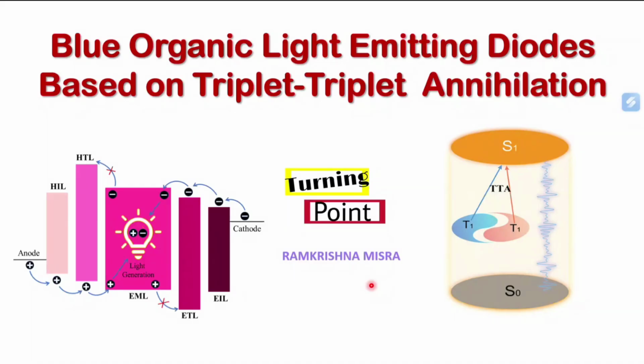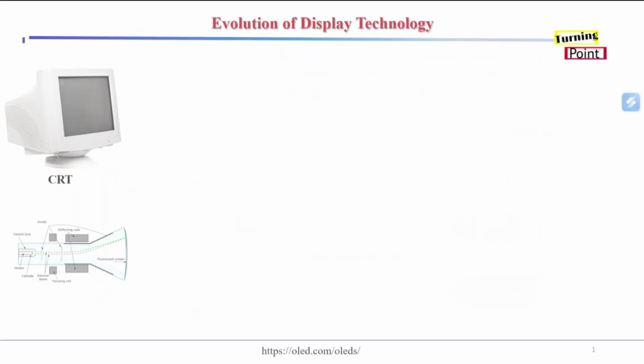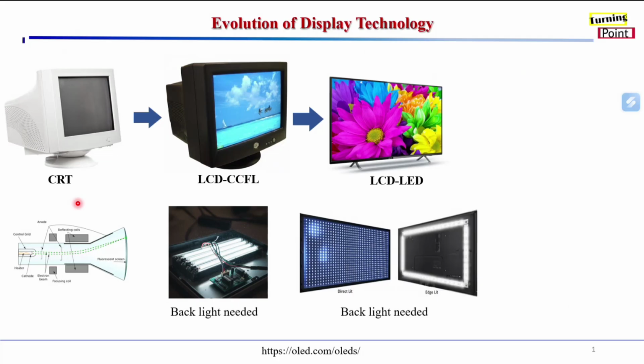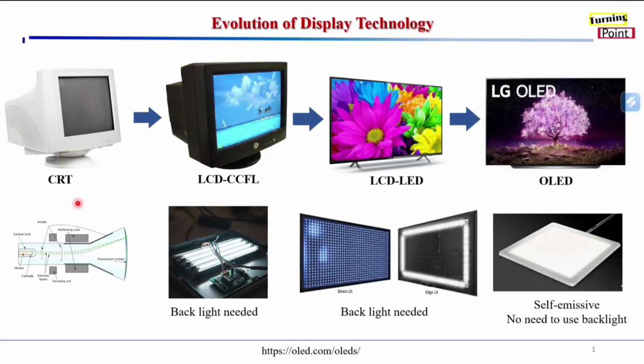Before we go into the details on this topic, let us first look at the evolution of display technology. We started from cathode ray tube display, then we moved into LCD with CCFL backlight display, followed by LCD with LED backlight display, and nowadays organic light emitting diode based display represents the more recent generation display, where the emissive layer itself generates the light. Therefore, we don't need any backlight.